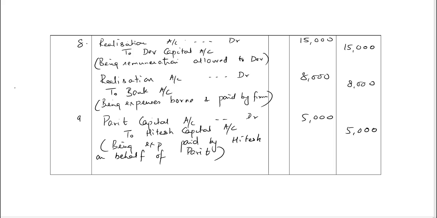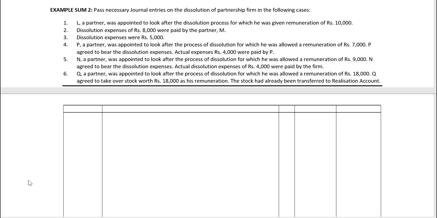Let's go to the example sum 2. Example sum 2. Pass necessary journal entries on the dissolution of partnership firm in the following cases. So let's begin with the solution.